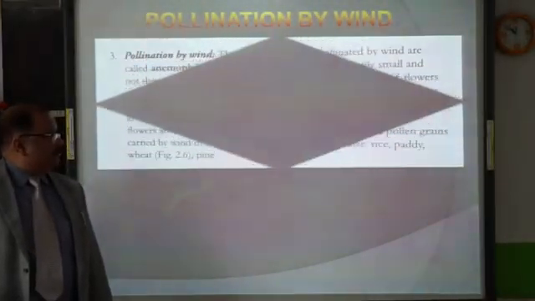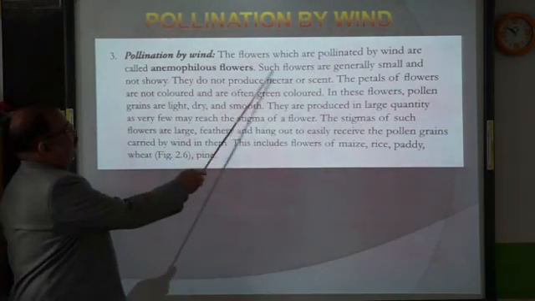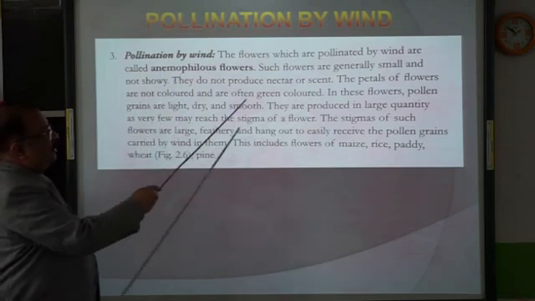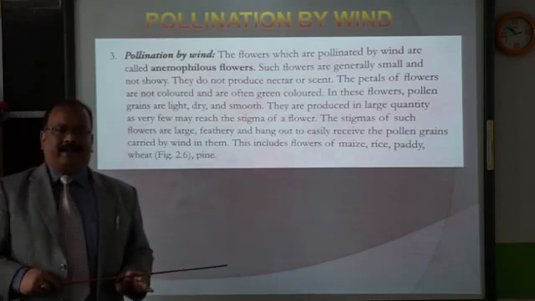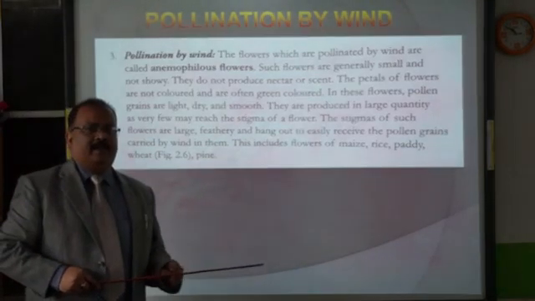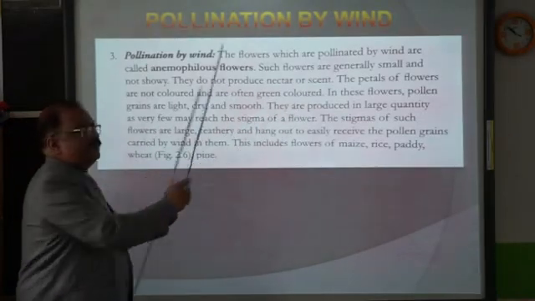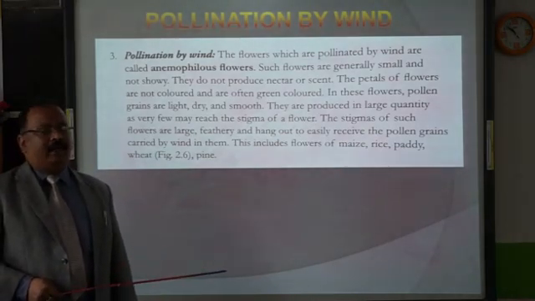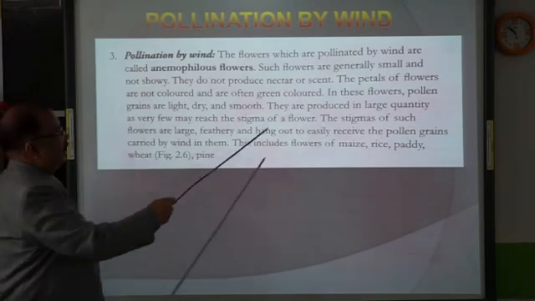Now comes pollination by wind. The flowers which are pollinated by wind are called anemophilous flowers. Such flowers are generally small. They are very unattractive, sometimes green in color. Okay, small. They do not produce nectar or scent. They don't have, because they need not attract any of the animals or insects. They just depend on the wind to be pollinated.